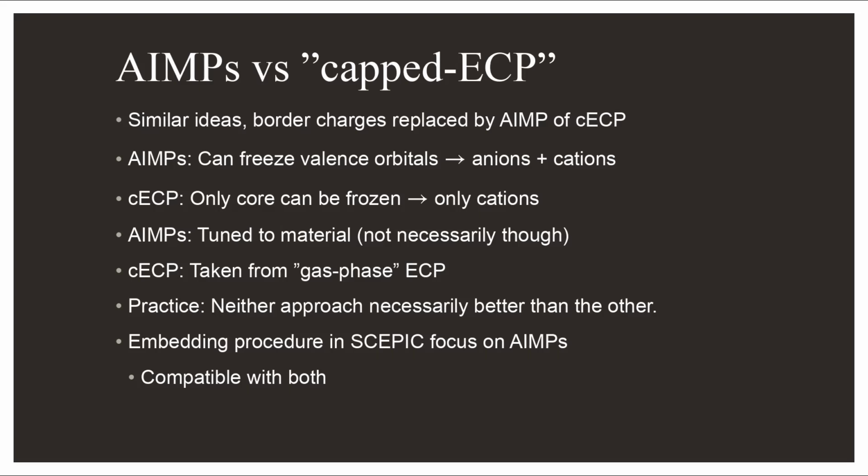Also, normally, though you're not strictly required to do this, you tune your AIMP to a given material, which should in principle mean that you're doing something better than if you just take some gas phase ECP and use this as your border. Of course, in practice, I will not claim this will always be a better approach, but you could at least argue that it is theoretically a bit nicer. And SCEPIC is, of course, focused on AIMPs, but if you want to use CAP-ECPs, this is actually perfectly possible with this code, so it's not biased in that sense.